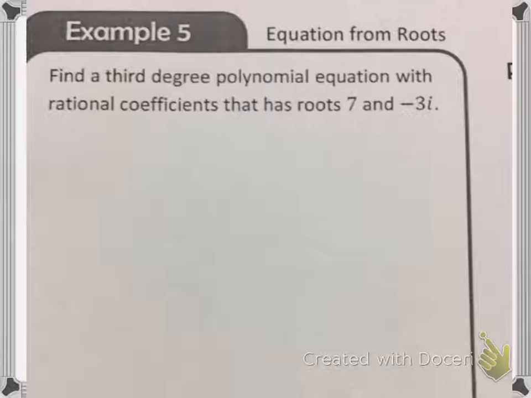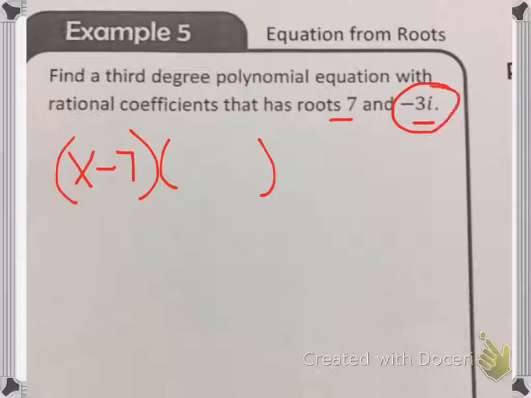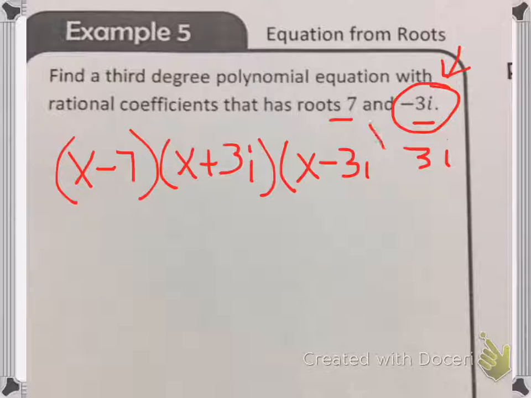All right, this one says find a third degree polynomial equation with rational coefficients that has roots of 7 and negative 3i. Well, I know that if it has a root at 7, I'm going to put x minus 7 back in parentheses and multiply it out. If it has a root of negative 3i, I'm going to have x plus 3i. And then because of this right here, I also know I have its conjugate pair, which would be a positive 3i, which is going to be put back in as x minus 3i.